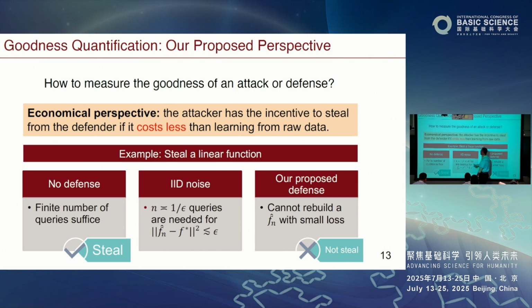In a parametric model case, a finite number of queries would suffice to steal the model completely. So here's no defense, and you can easily steal the model. If I add IID noise, then for the attacker to achieve accuracy epsilon, he needs this many queries, from standard linear model theory or parametric model theory.